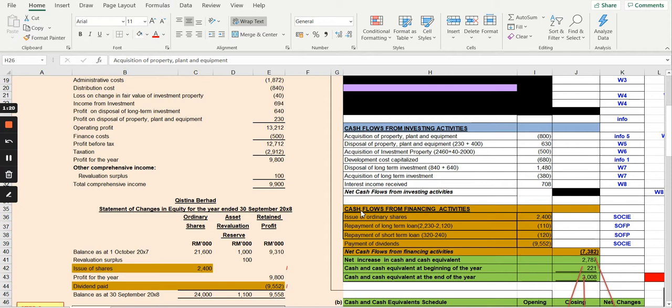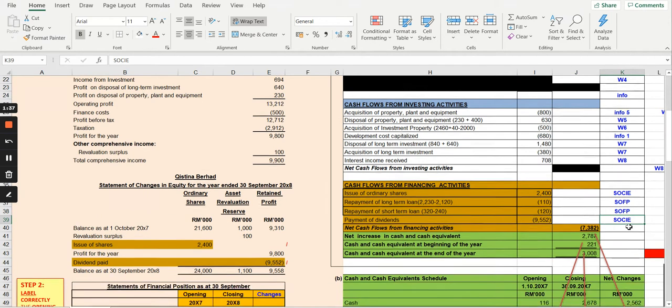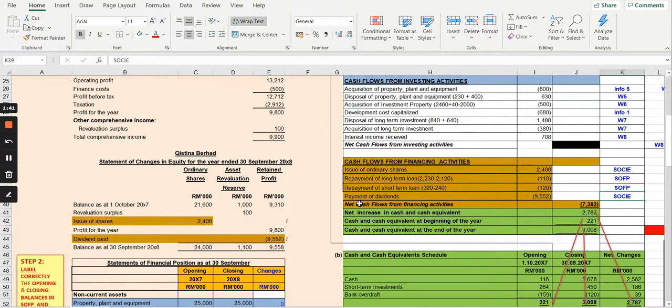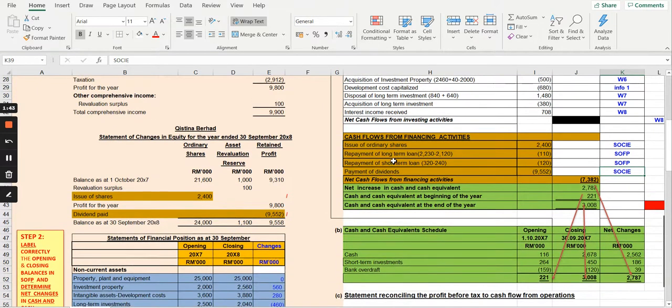Right? So for cash flow from financing activities, you will notice that I didn't make any workings. So if you check, those information were directly given in the statement of financial position, statement of changes in equity, and statement of financial position, right? So that's why I didn't make any reconstruction of T accounts, even though sometimes you may do so.